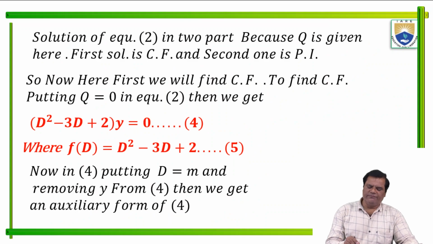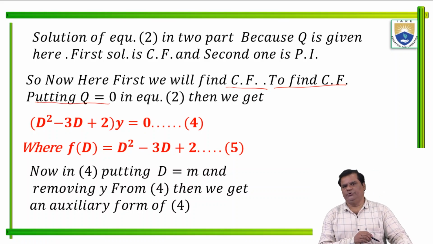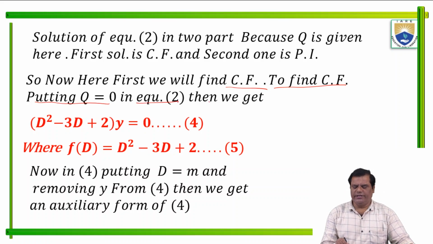Now, the solution of equation 2 has two parts because Q is given here. The first solution is the CF and the second one is the PI. So first we will find the complementary function. To find the complementary function, putting Q equal to 0 in equation 2, we get equation number 4.